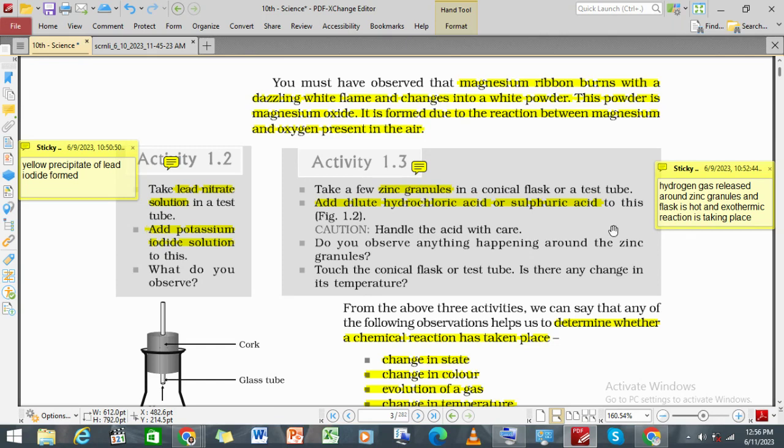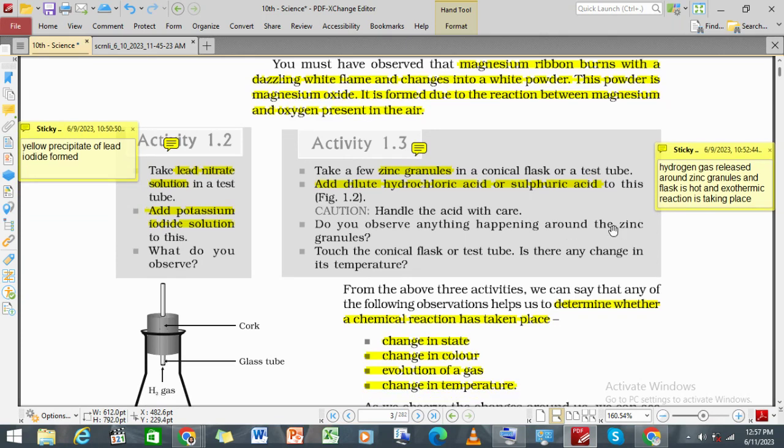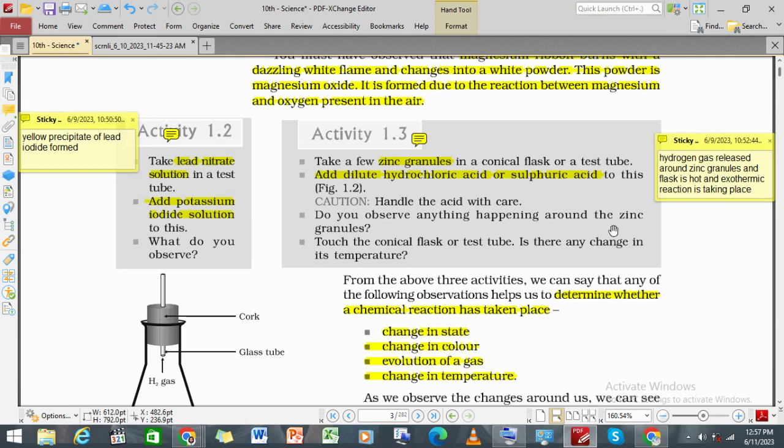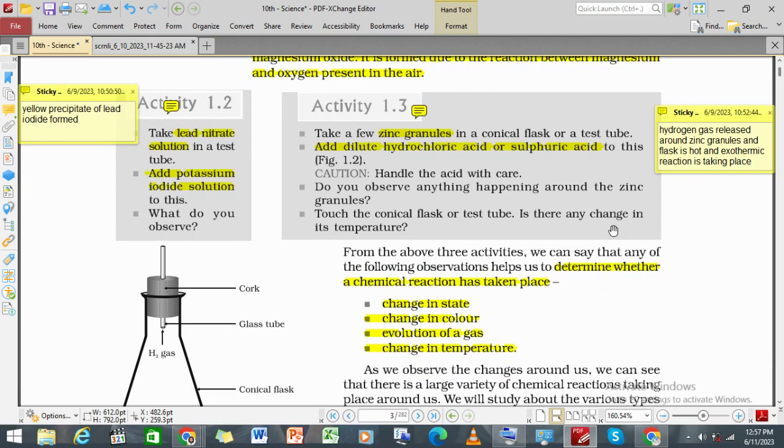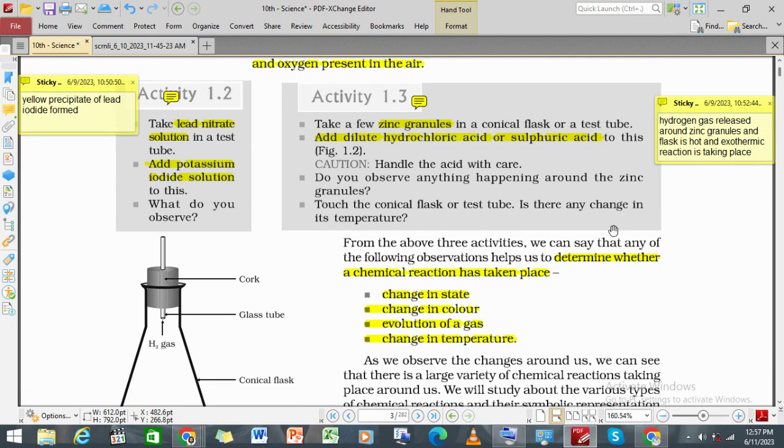Now activity 1.2. If we take lead nitrate solution and add potassium iodide solution to it, what will happen? A yellow precipitate of lead iodide will be formed. And here, if we take zinc granules and add dilute hydrochloric acid or dilute sulfuric acid, hydrogen gas will be released around the zinc granules, and the flask becomes hot. An exothermic reaction is taking place.